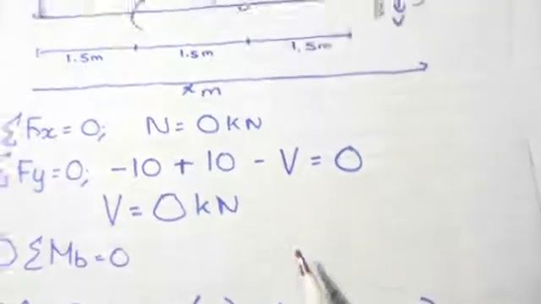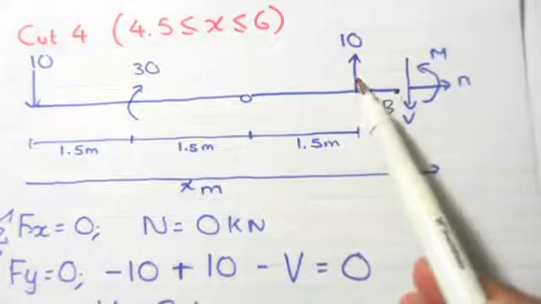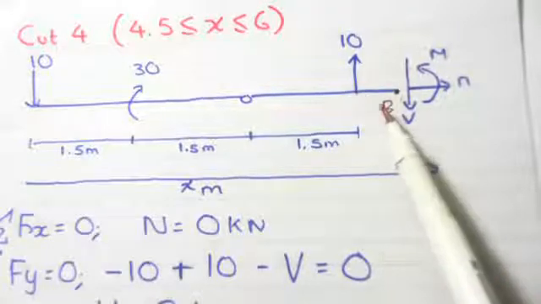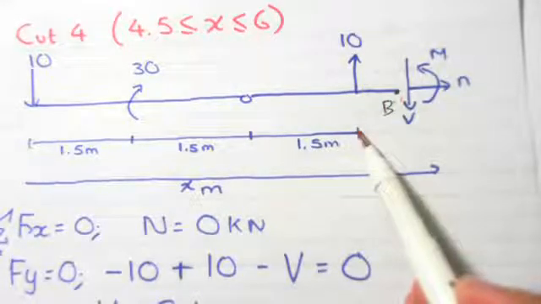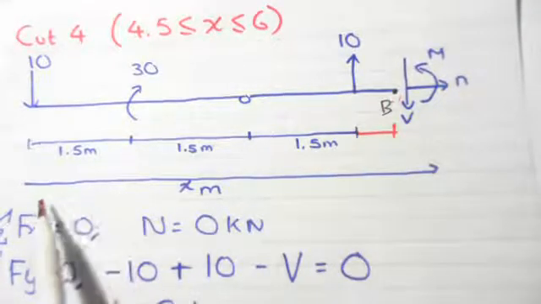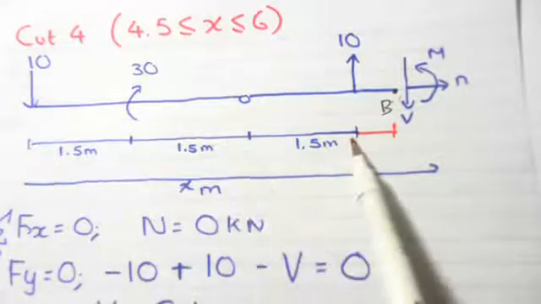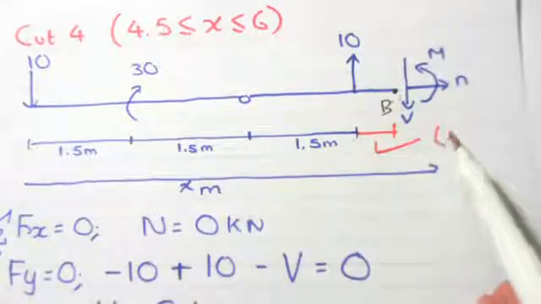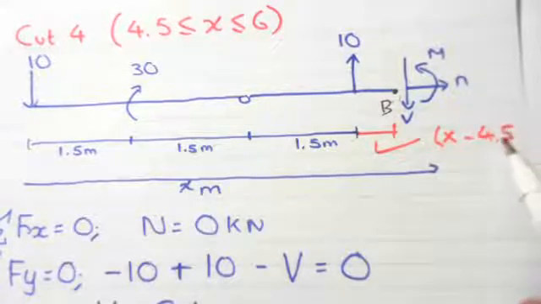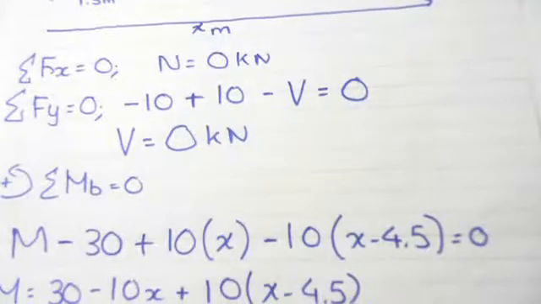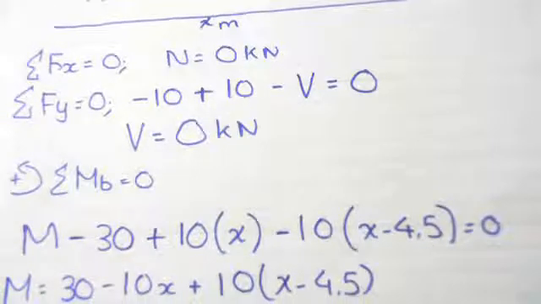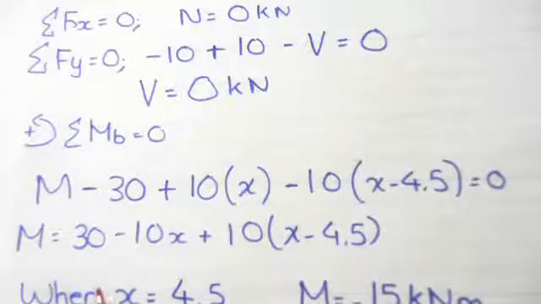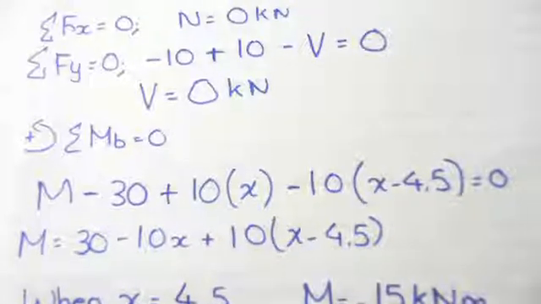Now what is this? We have a minus because this point load creates a clockwise moment about point B, and the lever arm is the distance from here to here. Since the whole thing is X and from here to here is 4.5 meters, the interval is X minus 4.5 meters. So we're doing minus 10 times X minus 4.5, equal to 0. So this is everything for our moment. We find that the moment equation is M equals 30 minus 10x plus 10 into x minus 4.5. Once again, it's a function of x.